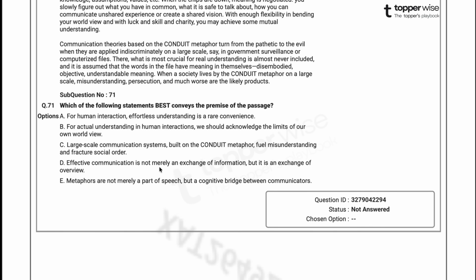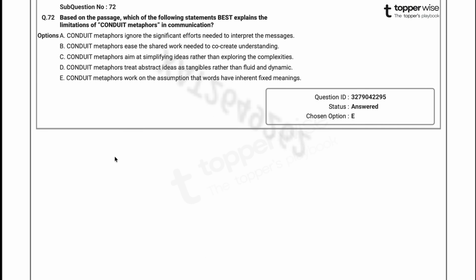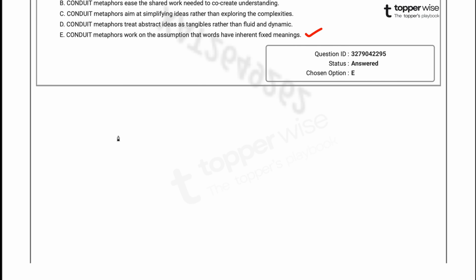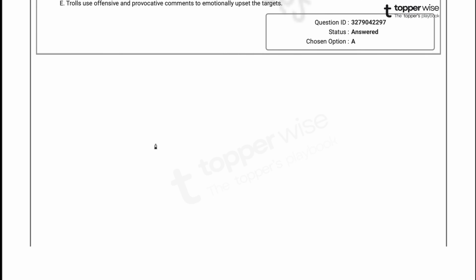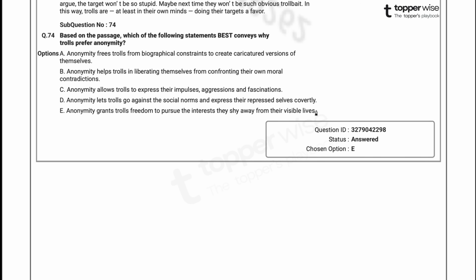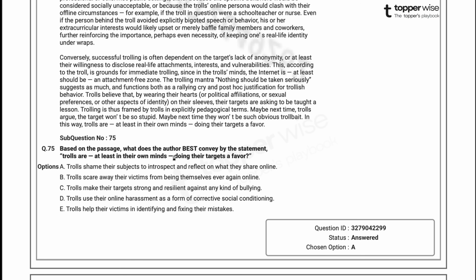Now moving to 71. Question number 71, option B will be the correct answer. Moving to 72. For 72, if we see, the option E will be the correct answer. For 73, option A will be the correct answer. If we are going to 74, option E will be the correct answer. For 75 here, option A is the correct answer.